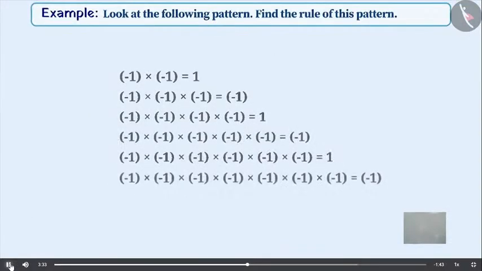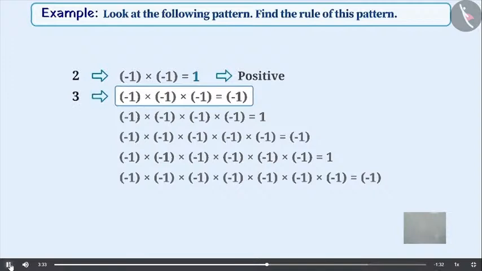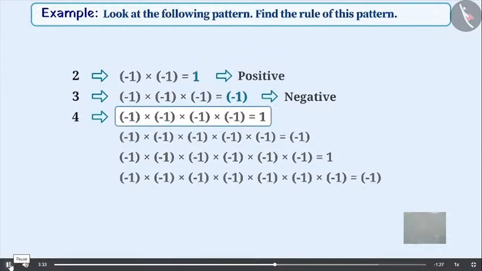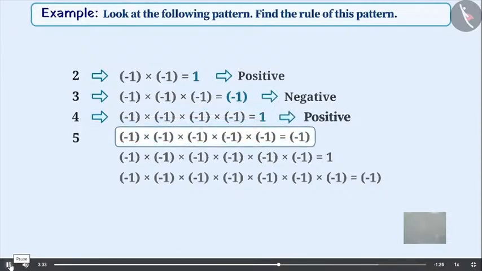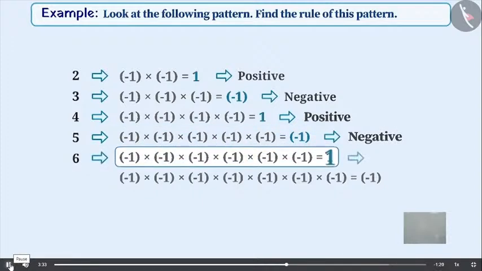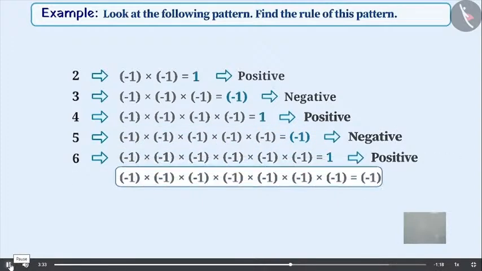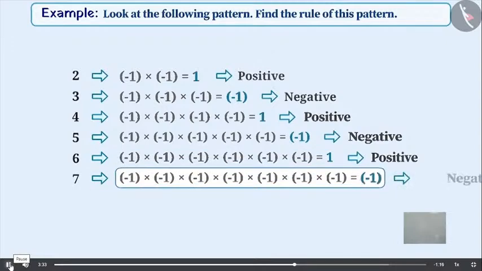Look at the following pattern. Find the rule of this pattern. As you can see, that product of 2 negative integers is positive. Product of 3 negative integers is negative. Product of 4 negative integers is positive. Product of 5 negative integers is negative. Product of 6 negative integers is positive. Similarly, product of 7 negative integers is negative. So I think all of you got the pattern.